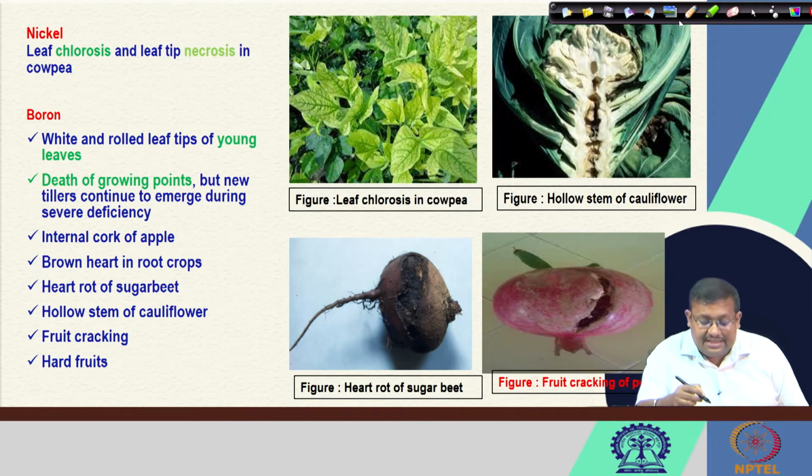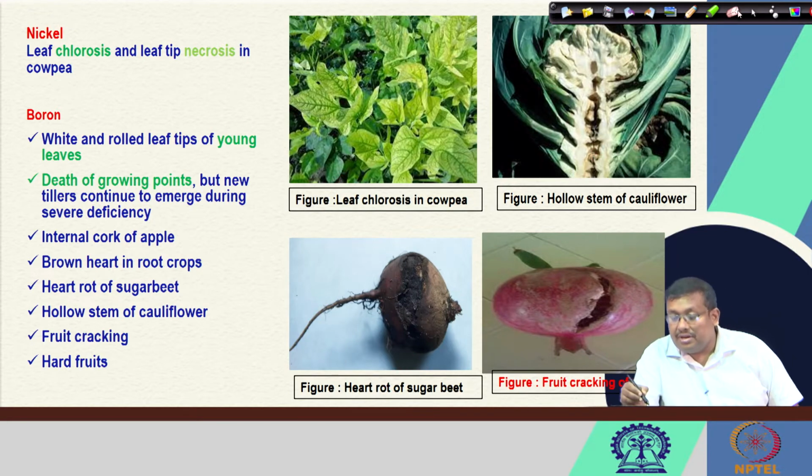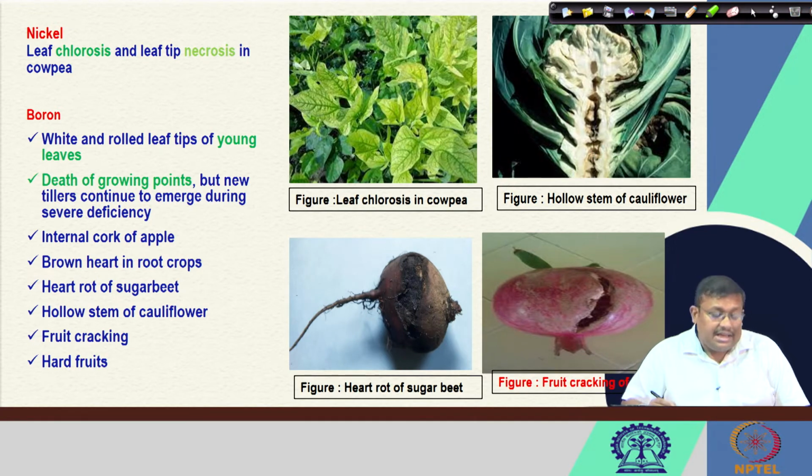Here you can see leaf chlorosis in cowpea, which is due to nickel deficiency. In cauliflower you can see a hollow stem, which is due to boron deficiency. This is heart rot of sugar beet due to boron deficiency, and fruit cracking of pomegranate, which is also due to boron deficiency. So, these are the nickel and boron deficiency symptoms.